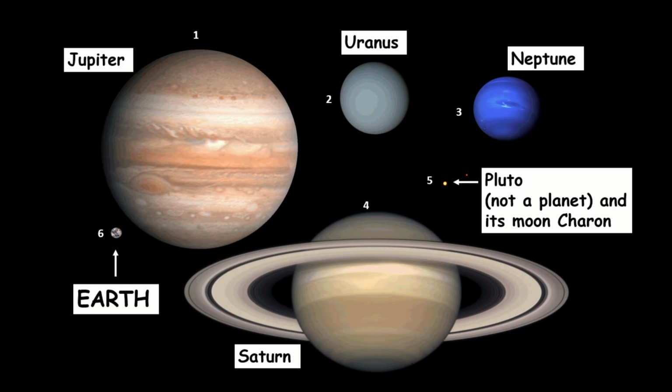Here it is. Okay. So, number 1 is Jupiter. Ayan. So, yan si Jupiter. Number 2 is Uranus. Number 3 is Neptune. Number 4 is Saturn. Number 5 is Pluto. Take note, it's not a planet anymore, but a dwarf planet. And its moon, the tiny little red dot somewhere there, is the moon of our Pluto, which is Charon. And then the 6th planet is our planet Earth.